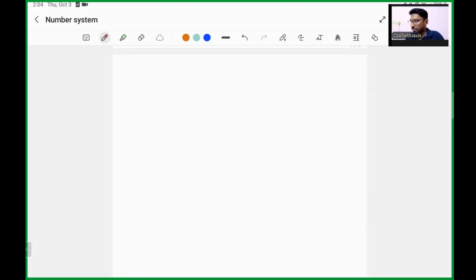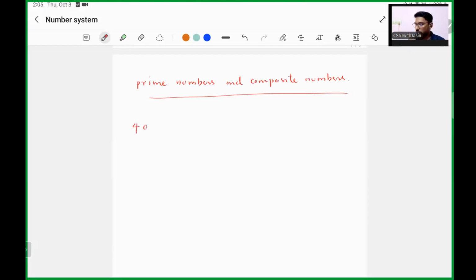We can start now. Today, first we will talk about prime numbers and composite numbers. I'll give you two examples here. First, let us take 40, and also let's say 11. Before you go into prime and composite numbers, you should know what factors are.